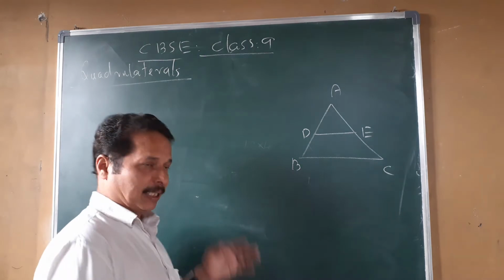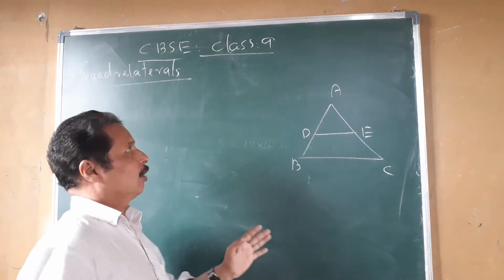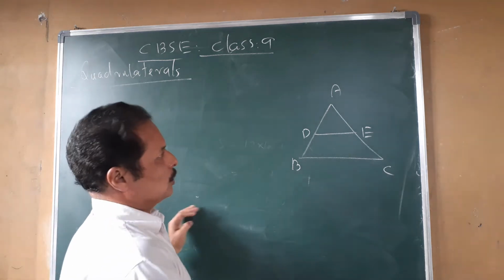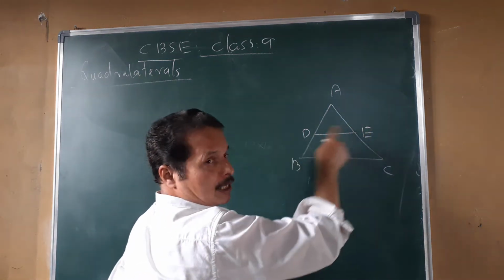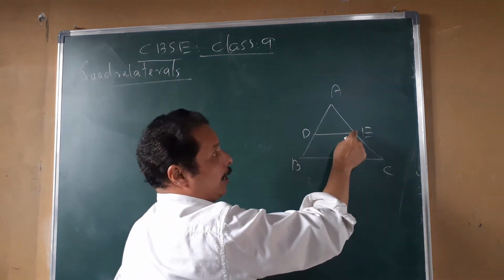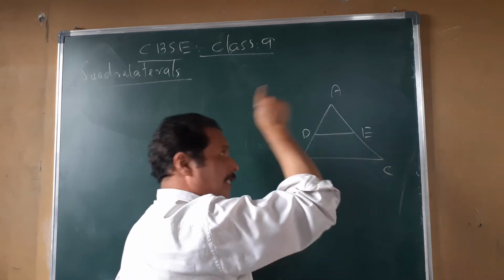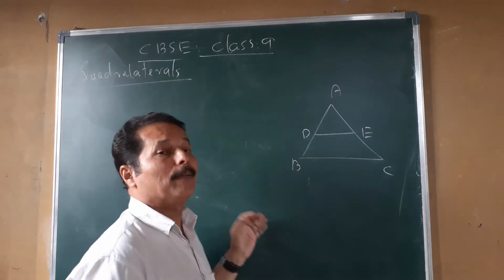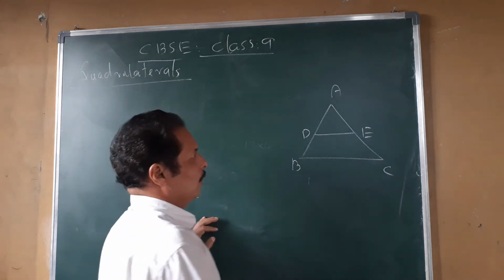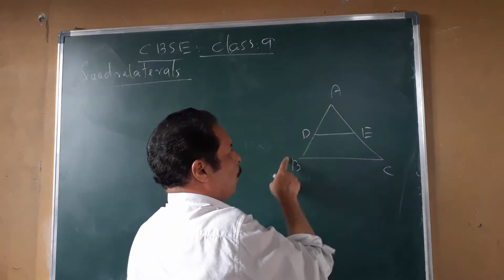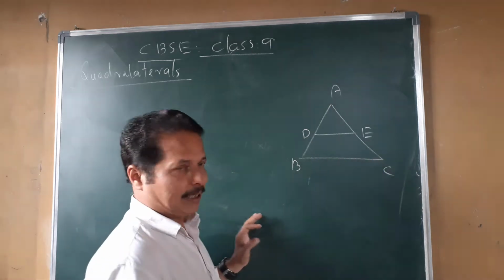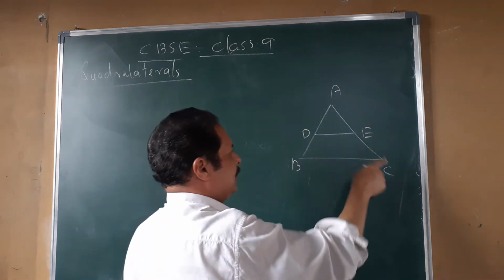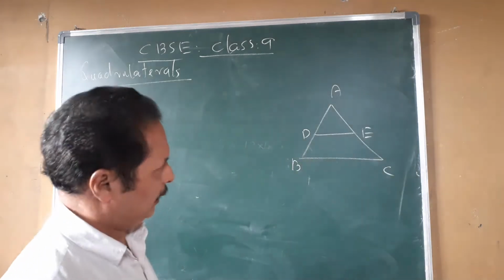My dear students, let us have a look at the last part of the chapter, quadrilaterals. In the previous class, you studied that a line segment joining the midpoints of two sides of a triangle is parallel to the third side and half of the third side. That is, D and E are the midpoints of AB and AC respectively. Therefore, DE is parallel to BC and DE is equal to half of BC. This is what you studied.